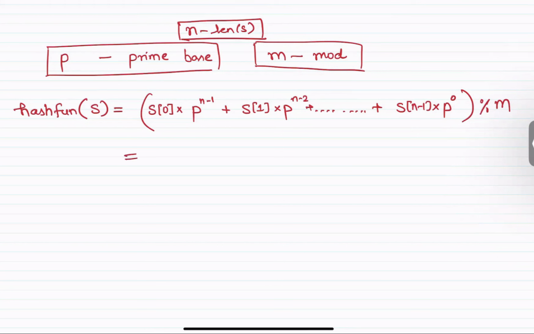Okay, in mathematical notation, if we have to write it, we can write it as S of i into P power something, where i changes from 0 to n minus 1. So tell me what P power i should be written? Is S0 into P power 0? Generalizing the above thing.